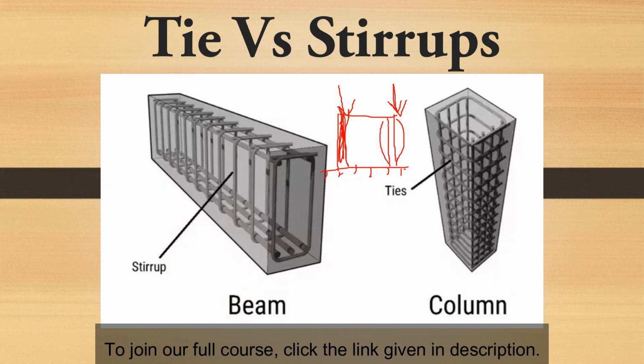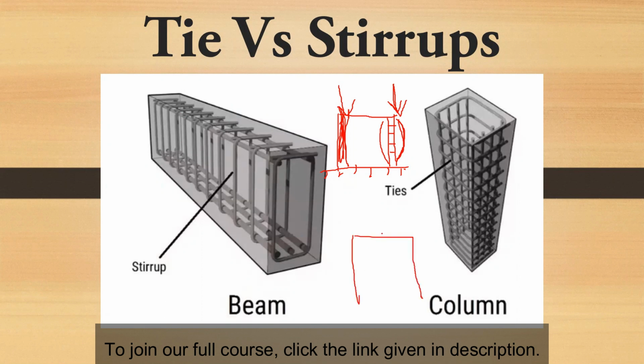And to avoid that buckling, we provide ties over here. So what is the main purpose of these ties? These ties hold the main reinforcement in place so that we can resist the buckling in the column. Even the stirrups do the same thing, but they avoid the bending moment. So let's see how they do so.